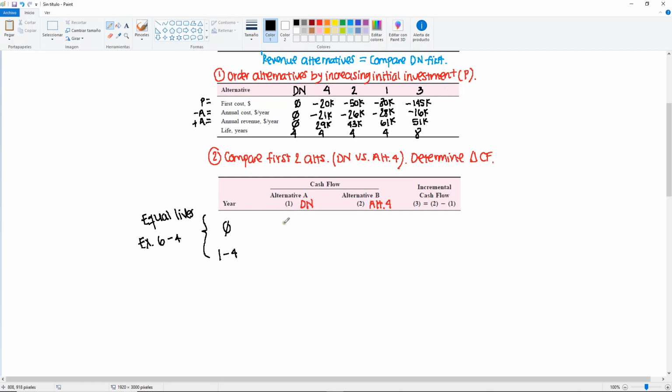Okay, so now we have alternative A. We copy the cash flows. So first cost is 0. And then also from years 1 through 4, we're going to have a net A of 0. And then for alternative B, we will have the minus 20,000. And we will have these two A's combined because they will occur yearly. So you will have minus 21,000 plus 29,000. Okay. And then we get the incremental cash flow. Remember, it is alternative B minus alternative A cash flows. So here we have minus 20,000 minus 0. And then here we would have minus 21 plus 29, which is going to give us positive 8,000.